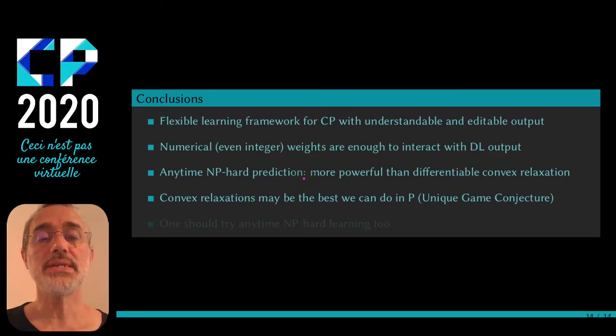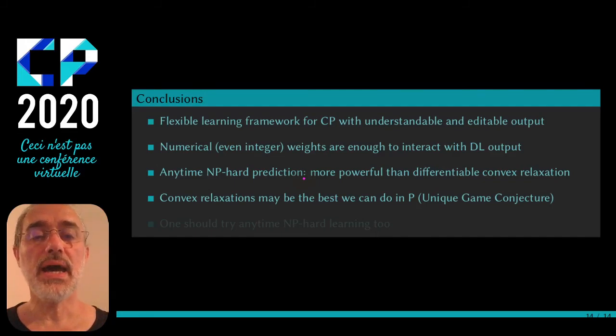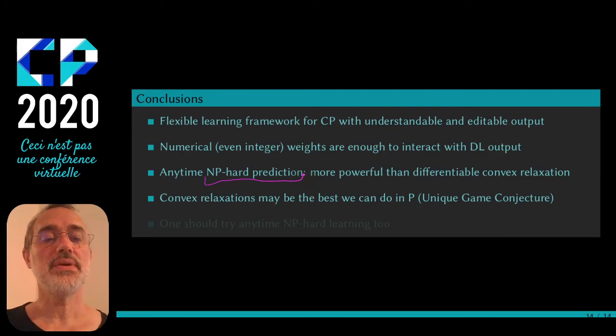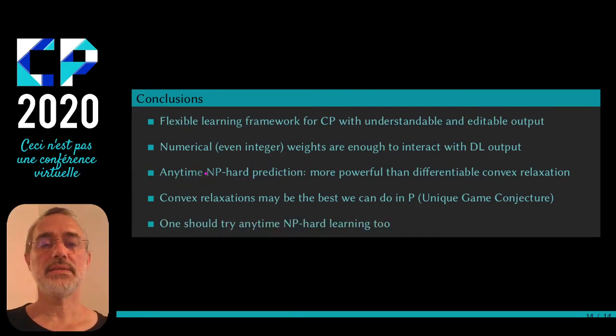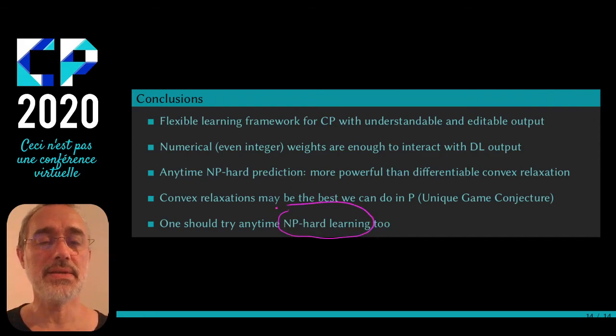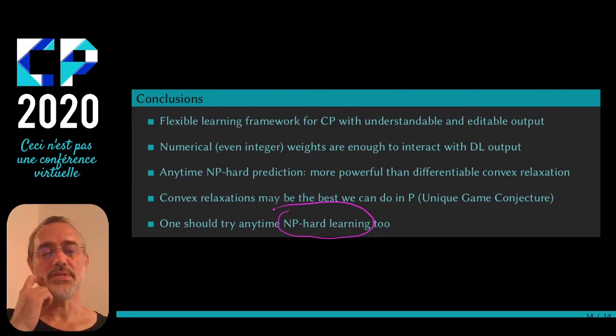So we now think that after having tried an NP-hard prediction step and showing that it gives a good result without exploding in time because we use anytime solving, people should now try NP-hard learning, and there are some recent proposals in this direction.